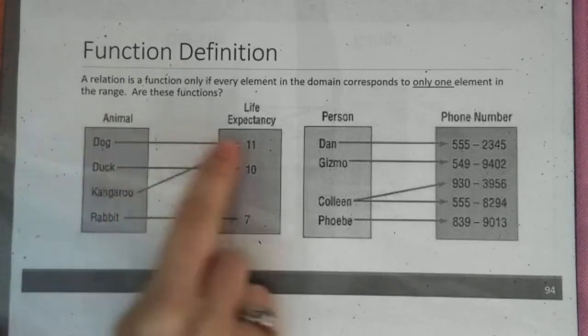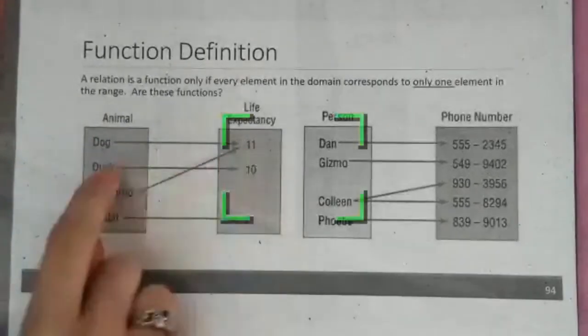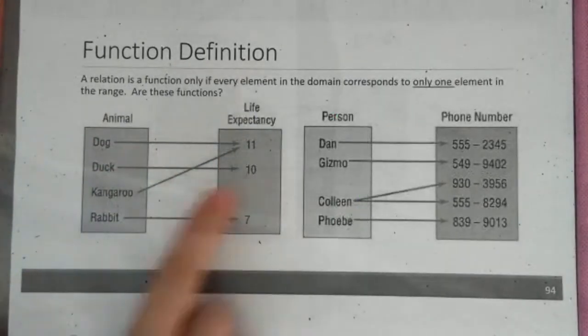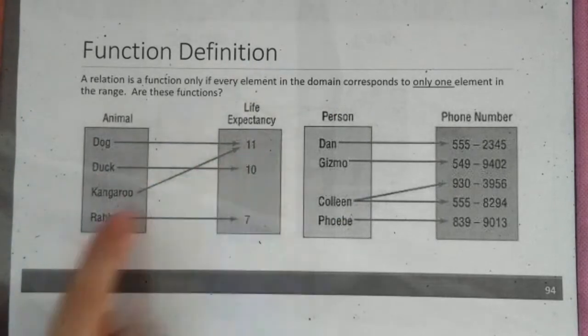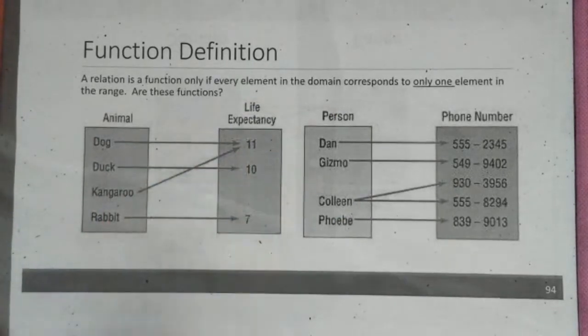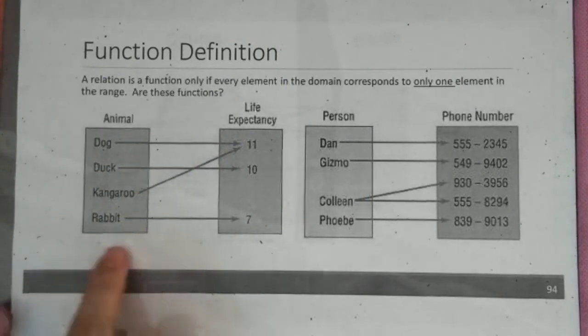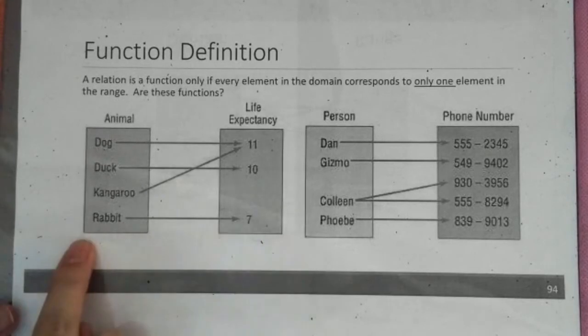So dogs have a life expectancy of 11. Ducks have a life expectancy of 10. Kangaroos have a life expectancy of 11. Rabbits have a life expectancy of 7. So if I give you an animal, in this list at least, you can tell me what the life expectancy is. So this is a function.